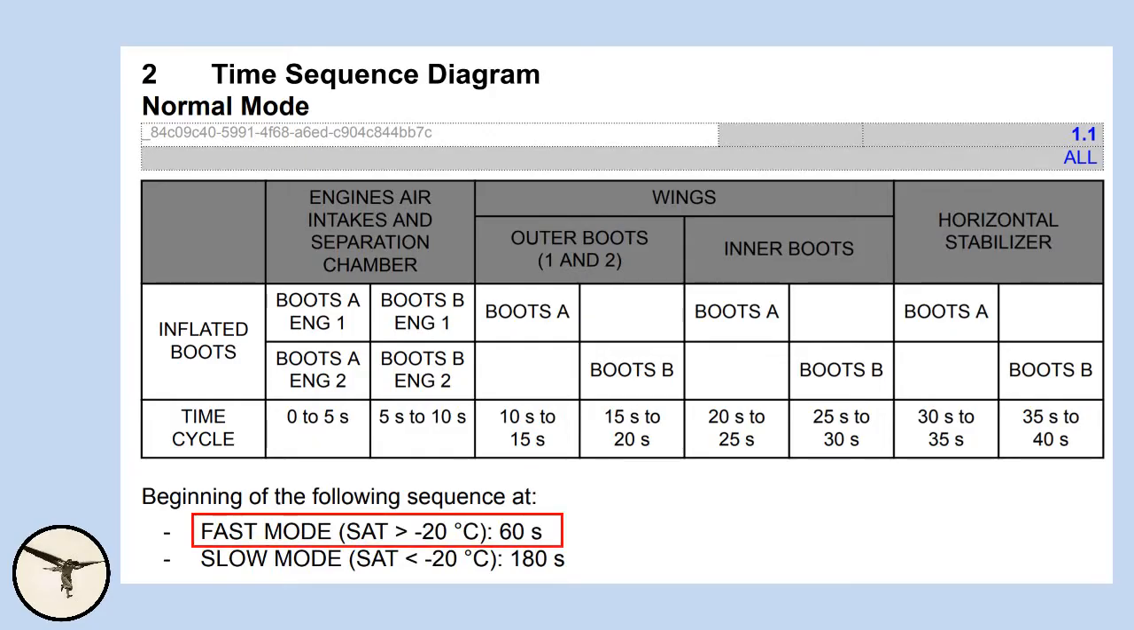Fast mode is used when SIT is above -20 degrees. The sequence starts every 60 seconds. Slow mode is used when it's colder, and the sequence starts every 180 seconds.